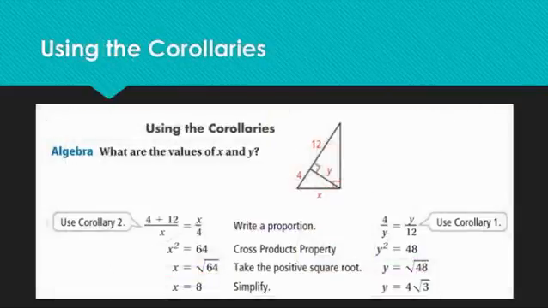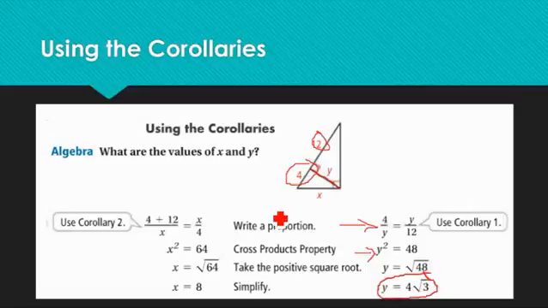And so if we went through a problem real quick, we wanted to find what are the values of x and y. Well, I see y is the altitude. So I'm going to use the first corollary, and I'm going to say that 4 over y is equal to y over 12. So I would set up that proportion. Then I would simply solve for y. I would cross multiply and get y squared equals 48. Take the square root of 48, and if I simplify the radical, I get y equals 4 times the square root of 3.